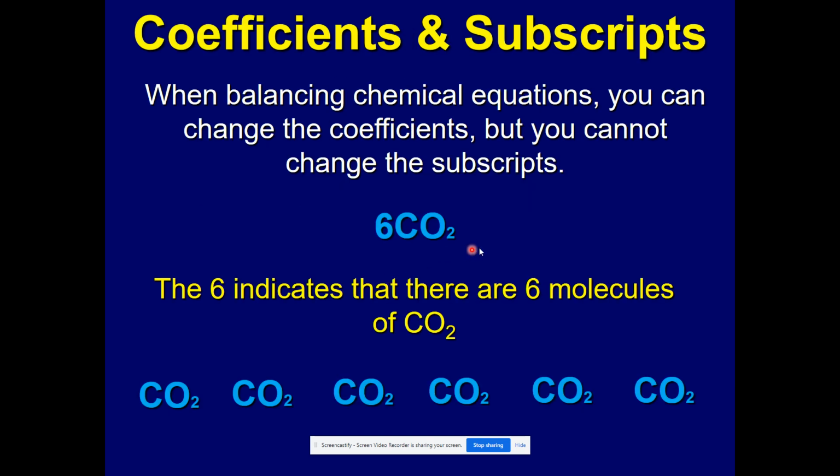Okay, so when you're balancing equations, just keep in mind you can always change these coefficients, but you cannot change that subscript. That subscript has to stay the way that it is. So we're talking about molecules. And that 2 tells you this is carbon dioxide, and they're chemically bonded together. Okay, so what this 6 again is saying is you have 6 carbon dioxide molecules.